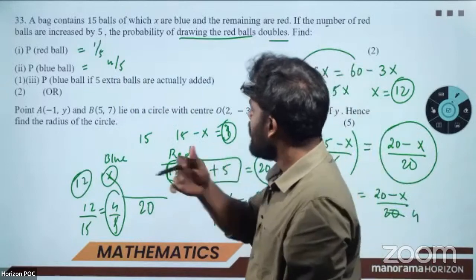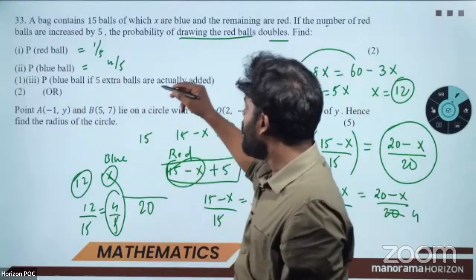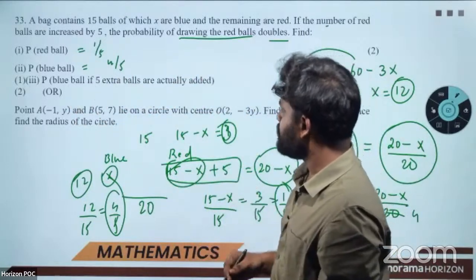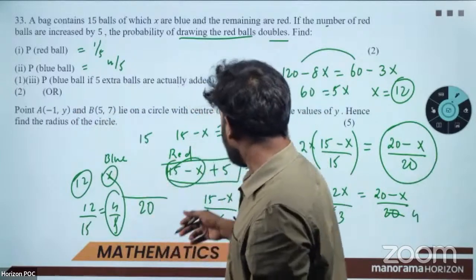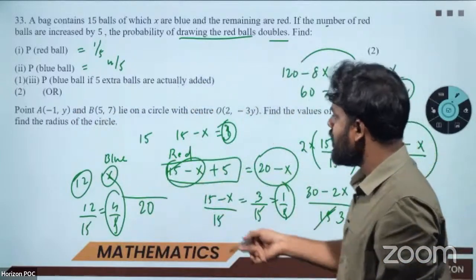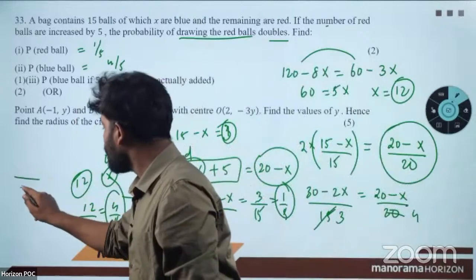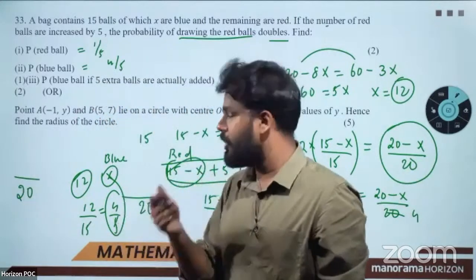What is the third question? Probability of blue balls if 5 extra balls are added. So what happens when 5 extra balls are added? The total number of balls becomes 20. Instead of 15, you now have 20 balls.